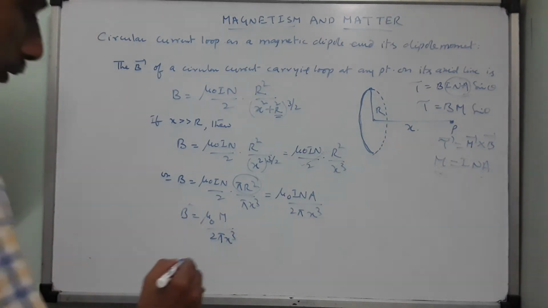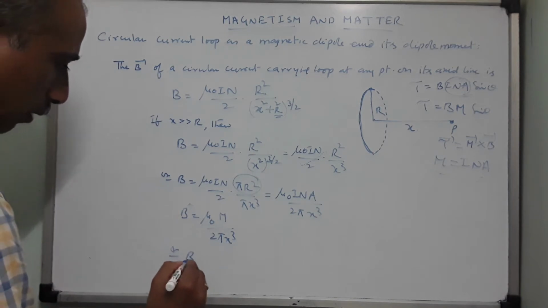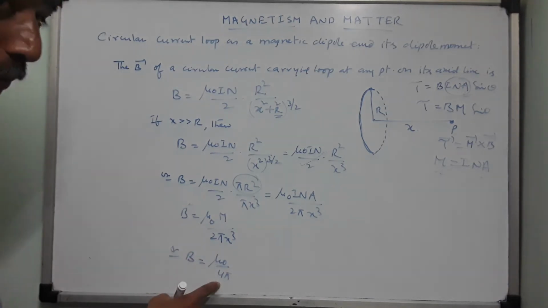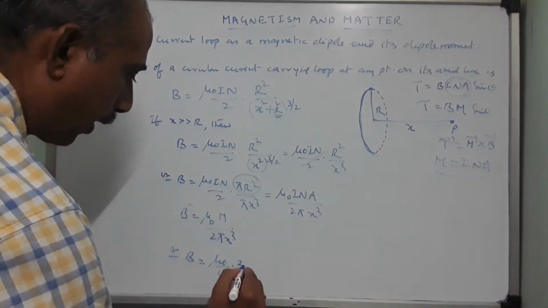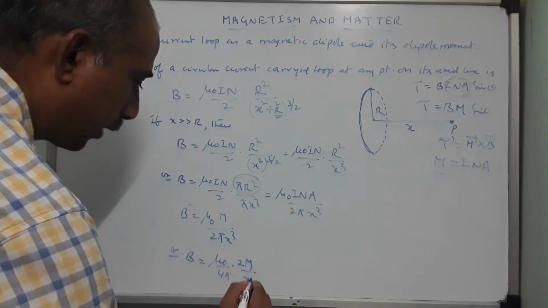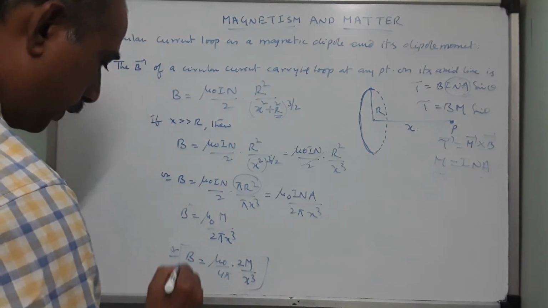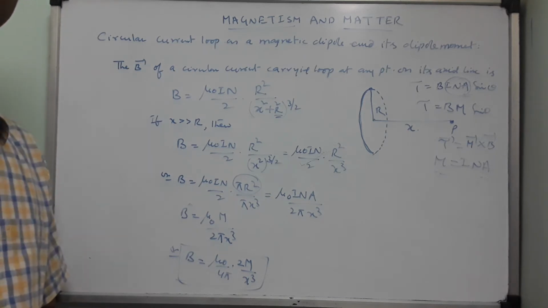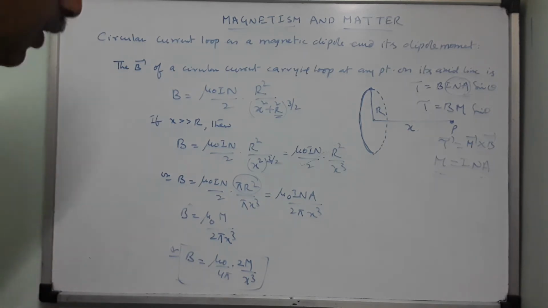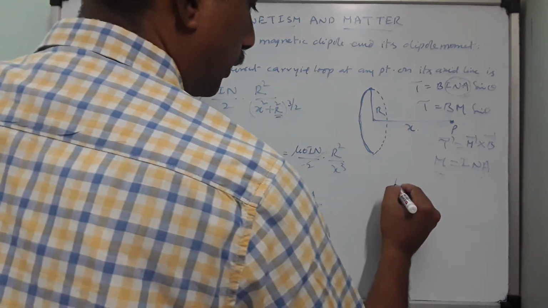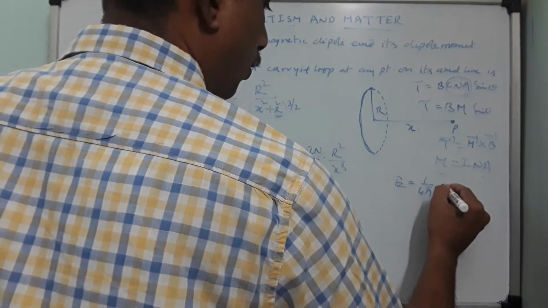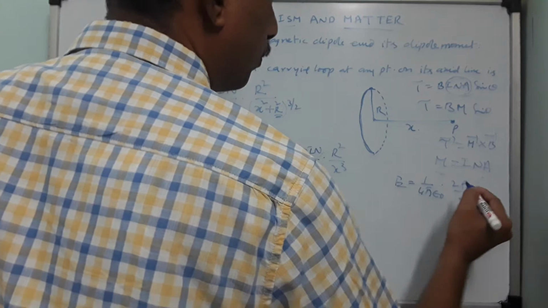Or this will be written as B equals mu naught by 4 pi. Instead of 2 pi, I am writing 4 pi. 2 has come extra. So here I am multiplying with 2M by X cube. Have you seen this type of expression, children, in previous classes? During electrostatics, we derived the expression for the electric field along the axial line of an electric dipole. What was the expression? Electric field along the axial line, E equals 1 by 4 pi epsilon 0 into 2p by r cube.